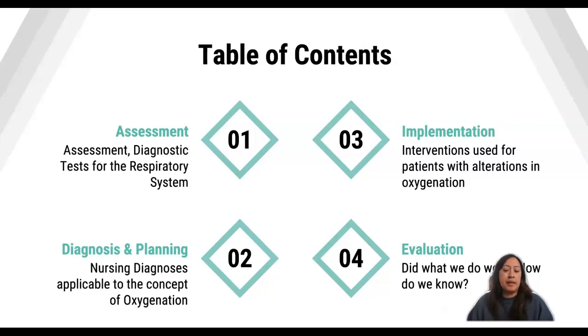We'll talk a little bit about planning and goals. We'll make it very general in that sense because we don't have a specific patient we're talking about yet, but I'll talk about those. Then we'll go to implementation and the interventions we use for patients with alterations in oxygenation, many different things, some which you probably already learned about in clinical, as well as evaluation.